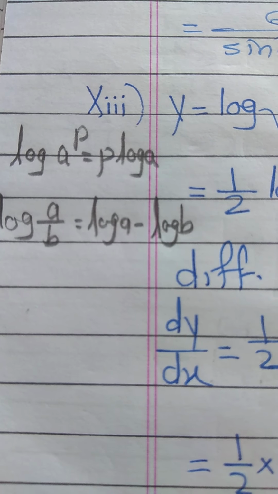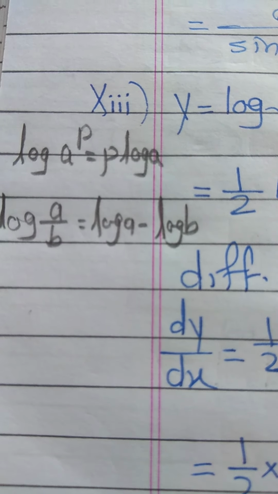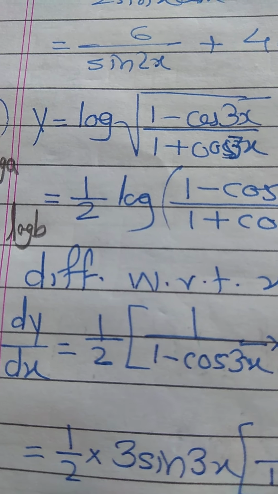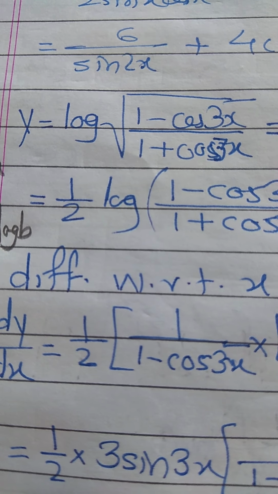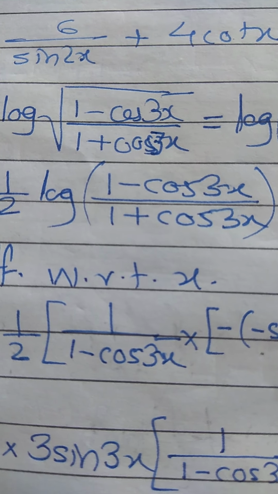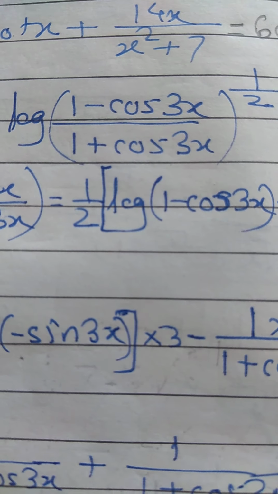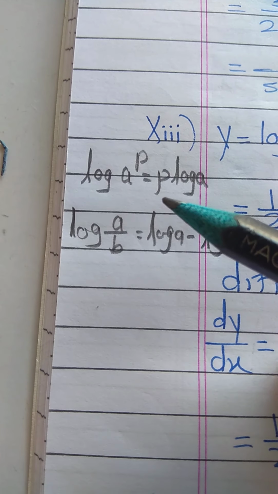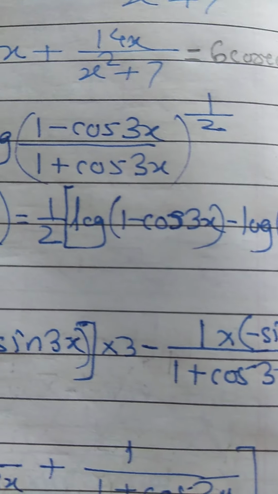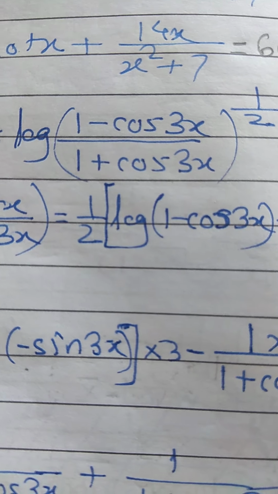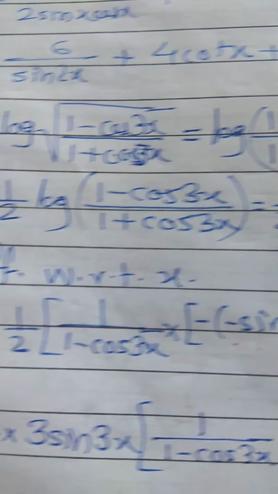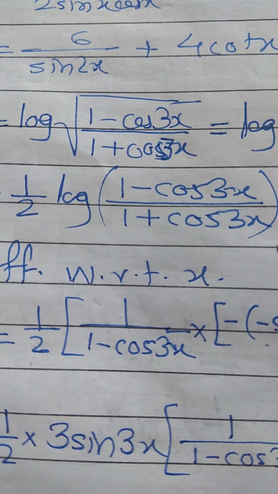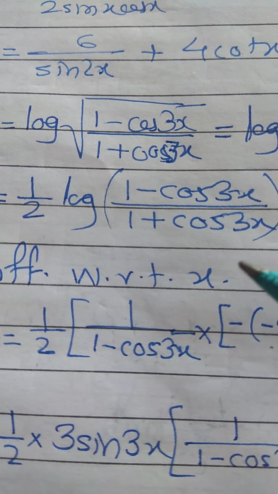Exercise 1.1, question number 3, Roman 13: y equal to log of root of (1 minus cos 3x upon 1 plus cos 3x). Log of root means raised to 1 half. Now we know the property: log of a raised to p is always equal to p log a. Therefore, this half will come down and it will become half log of (1 minus cos 3x upon 1 plus cos 3x). This is of the type log of a by b.